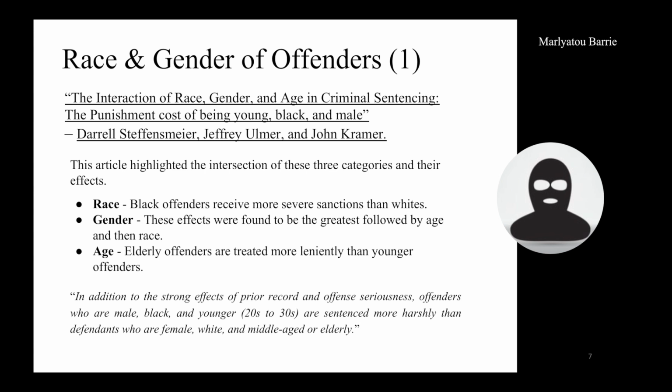In the article written by Steffensmeier, Ulmer, and Kramer, they highlighted the intersection between 3 categories, which are race, gender, and age. With regards to race, the researchers found that black males were more likely to receive more severe sanctions, and more particularly young black males were found to receive the harshest sentences, but this influence of race diminished with increasing age. The researchers also found that the persistent residential segregation was also linked to the continued belief that blacks were more prone to criminal activity.